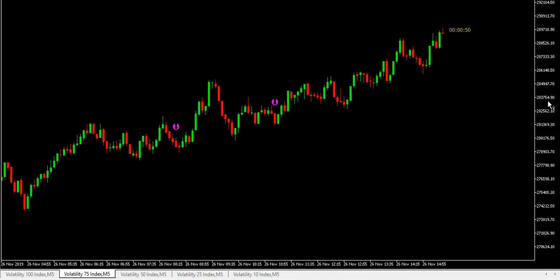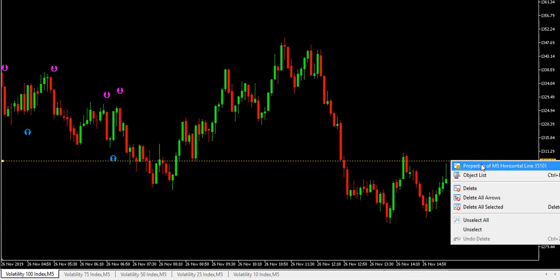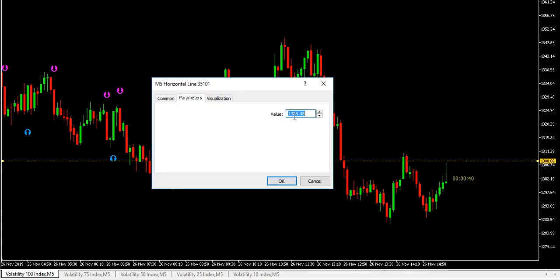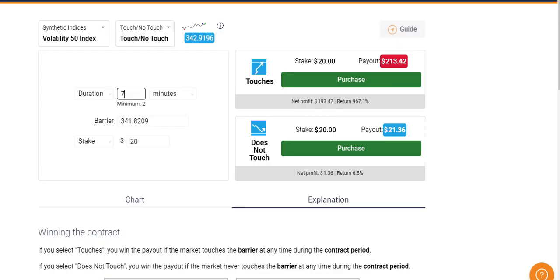Let me see if I can get a nice setup somewhere as the candle closes. Like this one is closing, a nice wick at the top. Let's say that is my entry. Right click, go to parameters, copy this. I'm saying as this candle closes, the next one will not go back to touch that. So this is a no touch sell for volatility index 100. Let me paste my value here, and my expiry is 5 minutes.